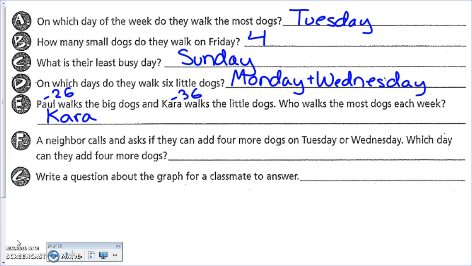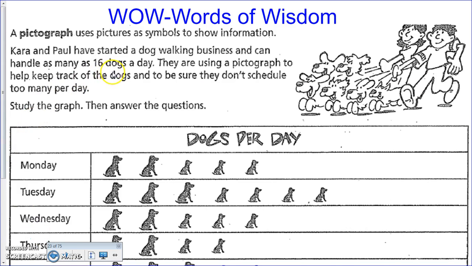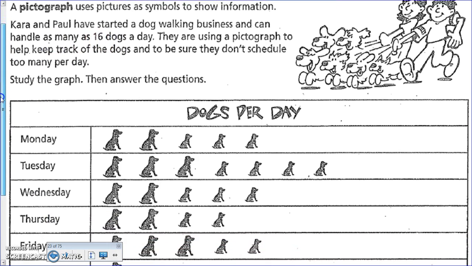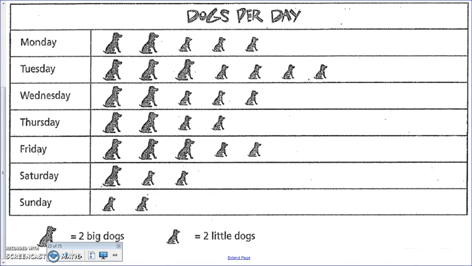Question F. A neighbor calls and asks if they can add 4 more dogs on Tuesday or Wednesday. Which day can they add 4 more dogs? So here, if we go back to the paragraph at the beginning, we know they can handle as many as 16 dogs a day. So we need to see where they could add 4 more dogs. So the neighbor wants to do it on either Tuesday or Wednesday. So if we look at Tuesday and we count up, there are 7 dog pictures, so they're already walking 14 dogs on Tuesday, so they can't take 4 more. So if we look at Wednesday, they're only walking 10 dogs, so they could add 4 more dogs on Wednesday.